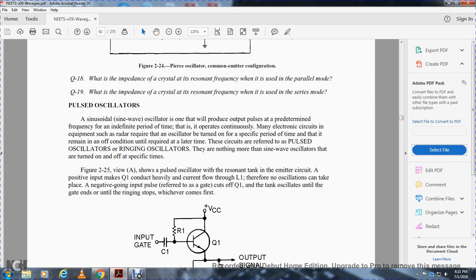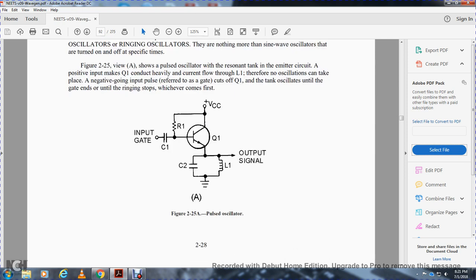Figure 225A shows the pulse oscillator with a resonant tank in the emitter circuit and provides for the input. The gate makes transistor 1 conduct heavily, with current flowing through the inductor. There is no oscillation while the gate is positive. The negative going input signal, referred to as the gate, cuts off transistor 1 and the tank oscillates until the gate ends or until the ringing stops, whichever comes first. Figure 225 also shows the capacitor and resistor on the base and the collector. The output signal of the pulse oscillator goes through a capacitor, and the inductor is grounded.